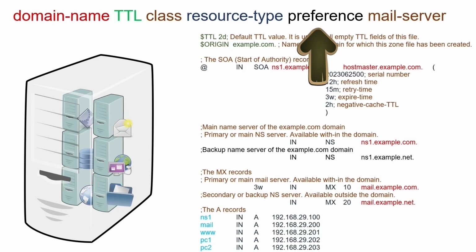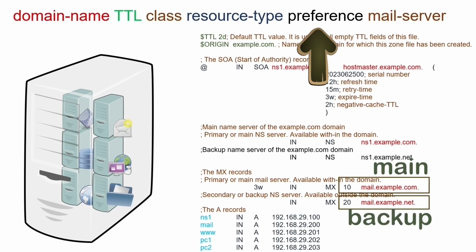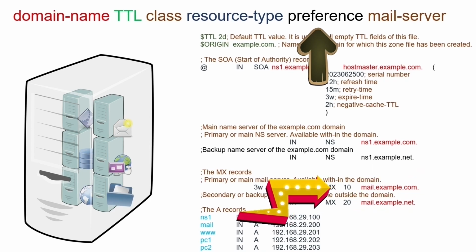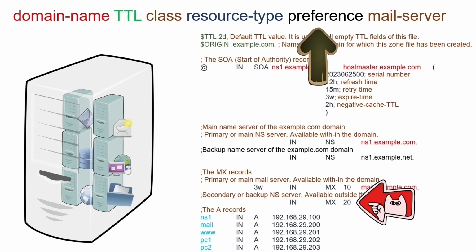In this example, we use this field to configure the mail server mail.example.com as the main mail server and the mail server mail.example.net as the backup mail server. To define mail.example.com as the main mail server, we use the value 10, which is the lowest in the configured priority order. We used value 20 for mail.example.net to define it as the backup mail server.